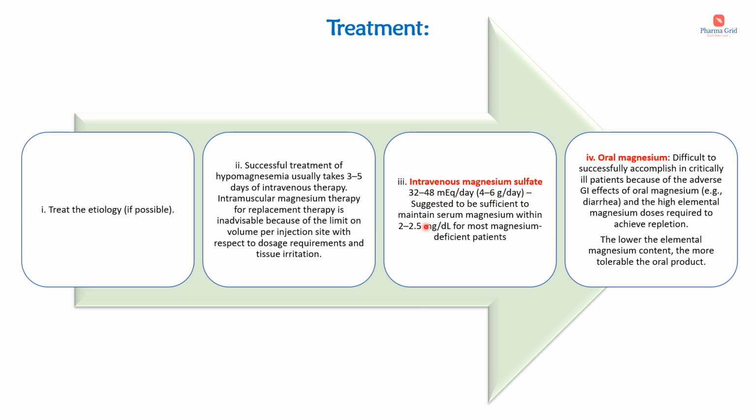So intravenous magnesium sulfate 32 to 48 milliequivalent per day, that is approximately 4 to 6 gram per day, is suggested to be sufficient to maintain serum magnesium within 2 to 2.5 milligram per deciliter for most magnesium deficient patients. Then oral magnesium is difficult to successfully accomplish in critically ill patients because of the adverse gastrointestinal effects of oral magnesium, for example diarrhea, and the high elemental magnesium doses required to achieve the repletion. The lower the elemental magnesium content, the more tolerable the oral product.